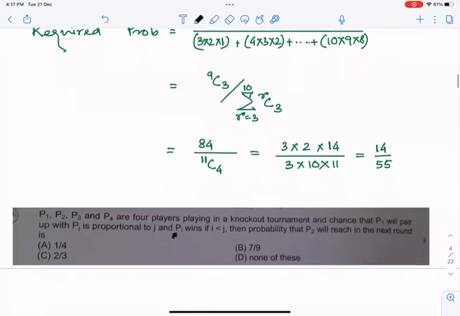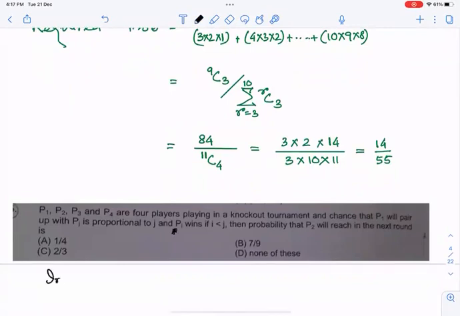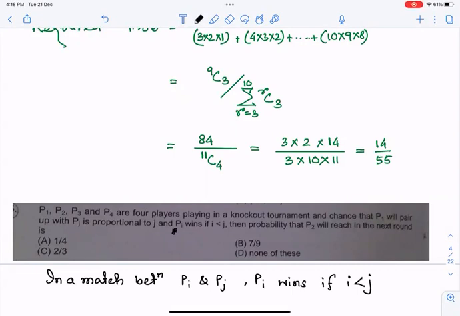You should consider it in a match between Pi and Pj, Pi wins if i is less than j. So instead of this particular language, it's better to be replaced with this language.